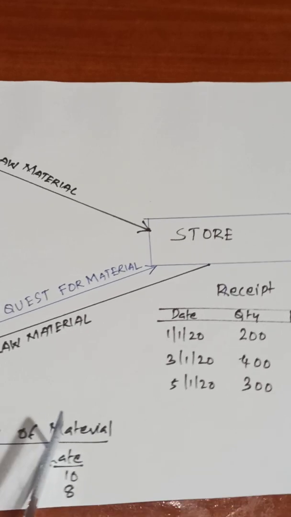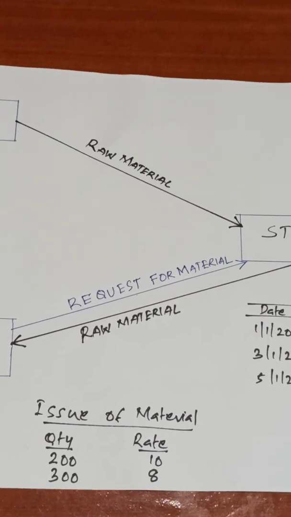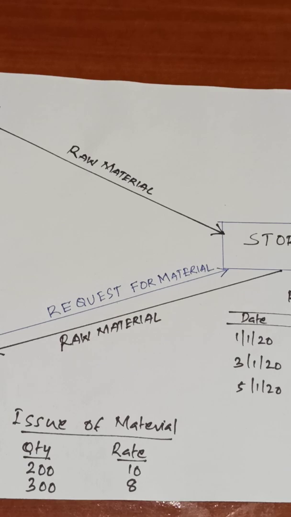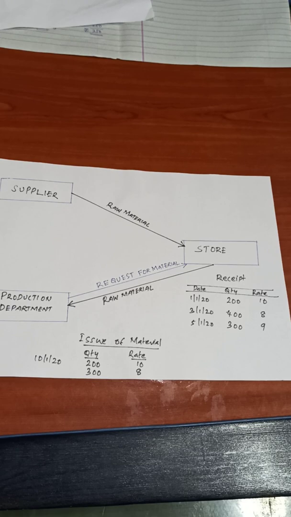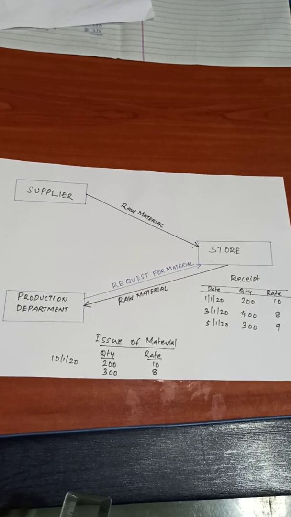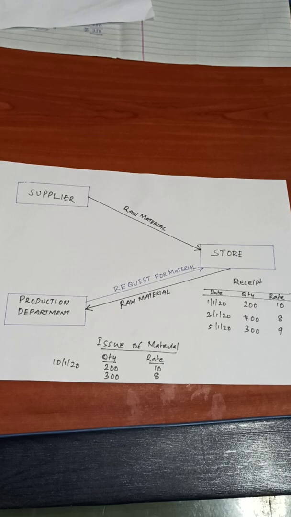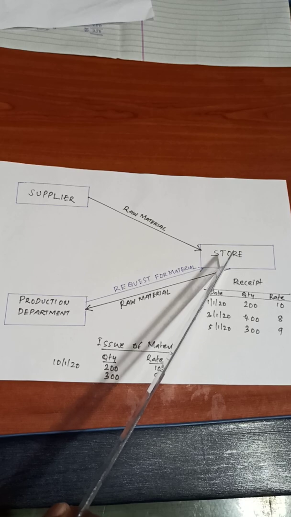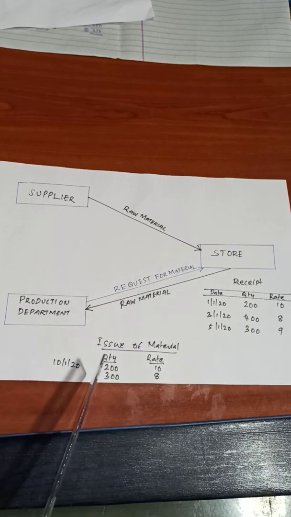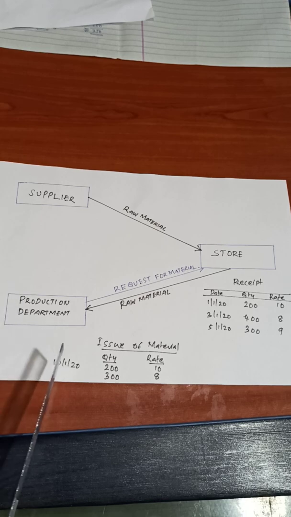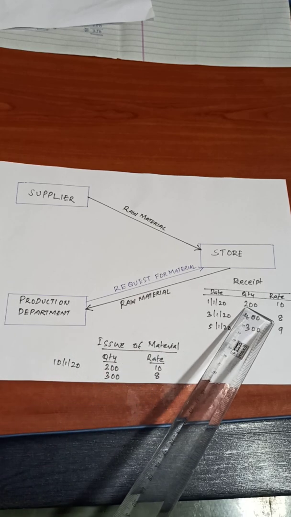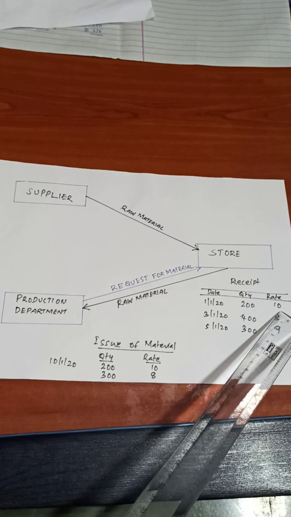So under this FIFO method, suppose the production department has given a request to the storekeeper to issue 500 units of raw material. So on 10th January, the storekeeper has issued 500 units of raw material. Then how is he issuing under the FIFO method? Here we have 200 units at the rate of 10.